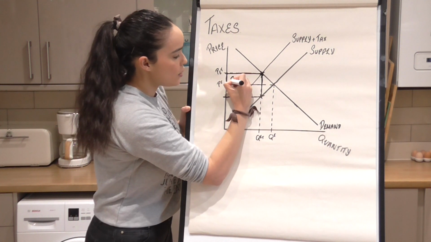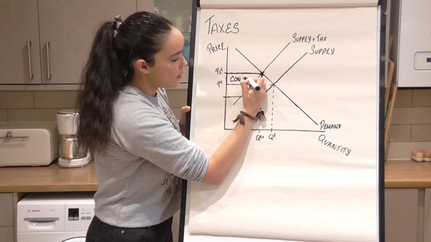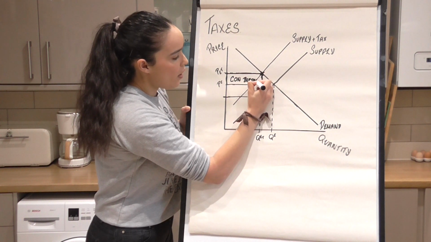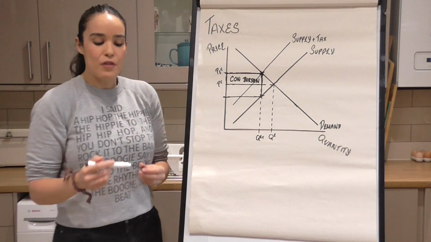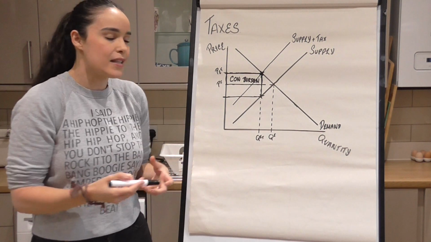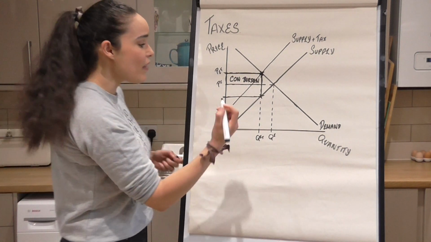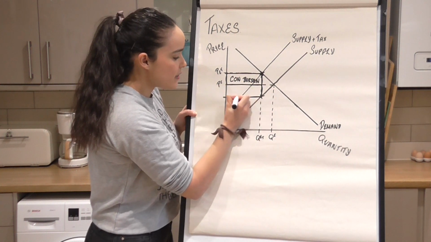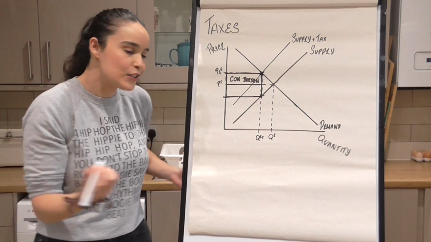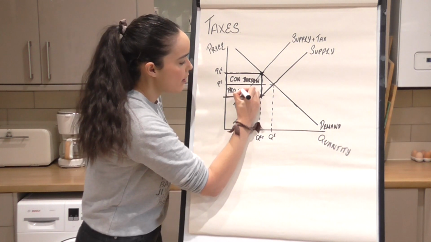We can say that this is the consumer burden, the amount of tax that the consumer is burdened with. And then the rest of the tax is obviously paid by the producer, because they're the only other person in the market. And that is this amount of tax right here, the rest of the rectangle. And this is our producer burden.